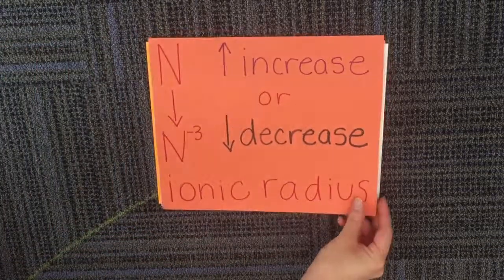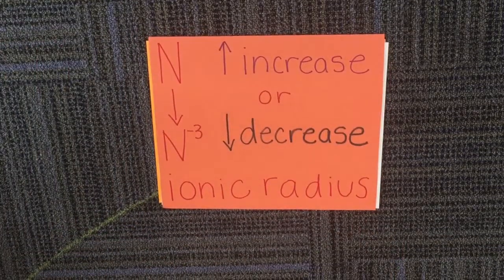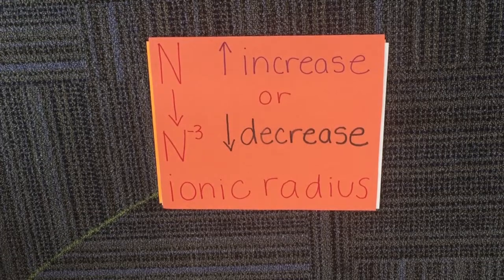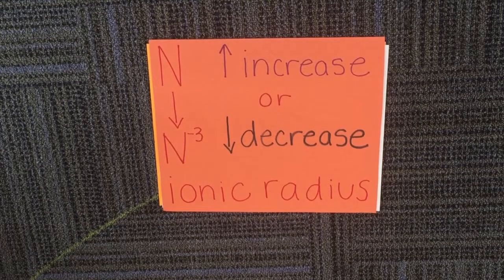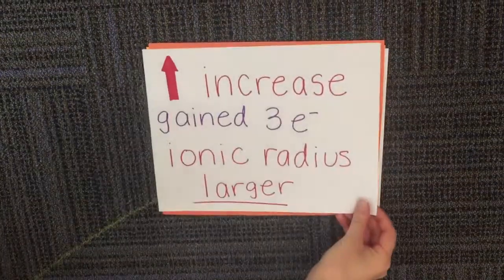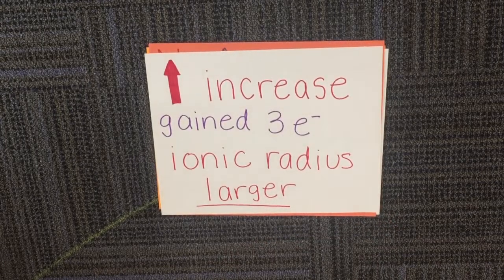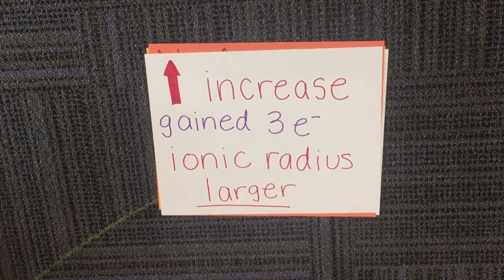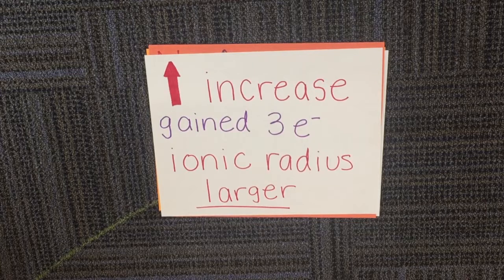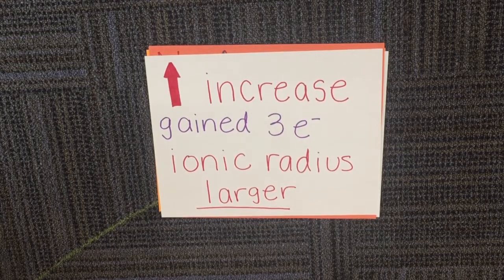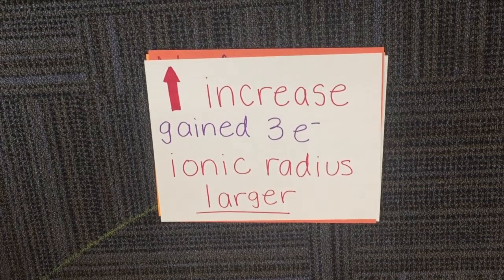Let's try another example. Would N to N3- have an increase or decrease in ionic radius? It would have an increase in ionic radius because when nitrogen is converted from its neutral state to an anionic state, it gained 3 electrons, causing the size to increase and therefore the ionic radius.